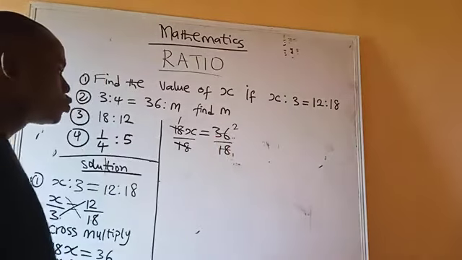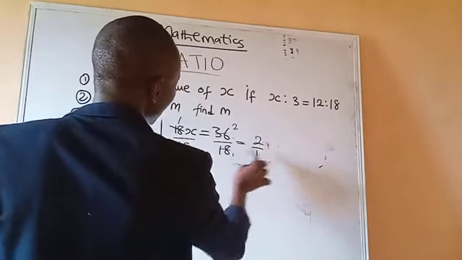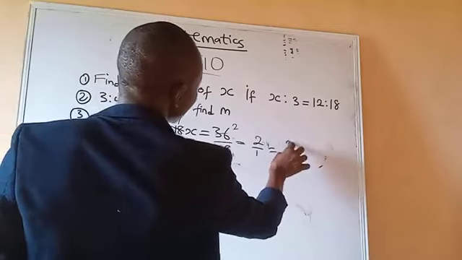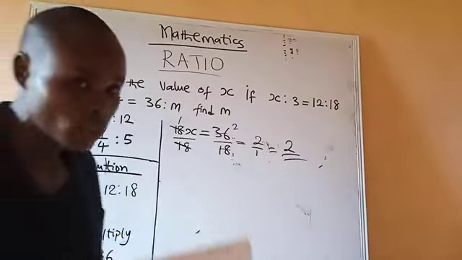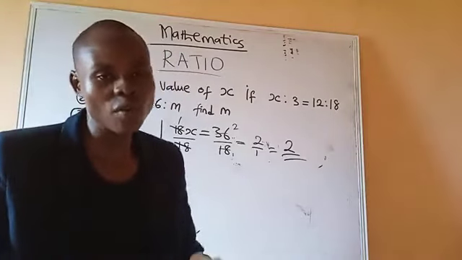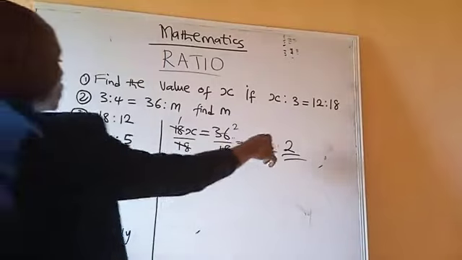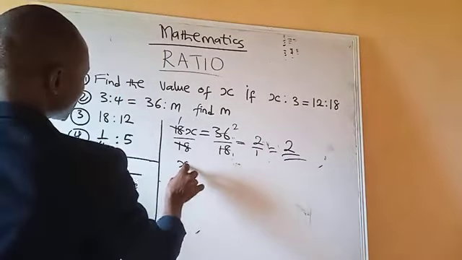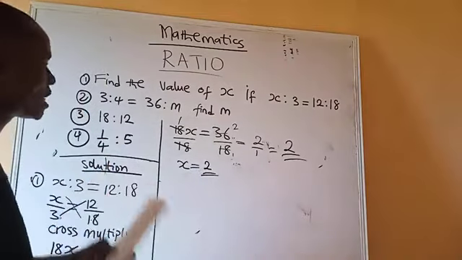Do you understand? 2. So our answer is going to be what? 2 over 1. And when the number is over 1, it's the same thing as that number. Like I told you, any number standing alone is over 1. And when that number is over 1, it's the same thing as that number standing alone. So we now have 2. We now say x is equal to 2. So we have already gotten our value of x.